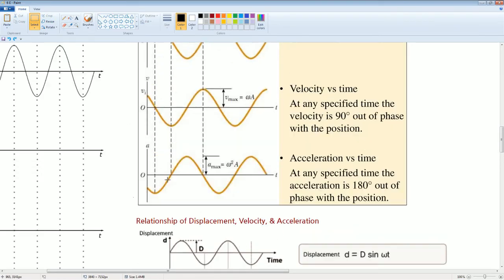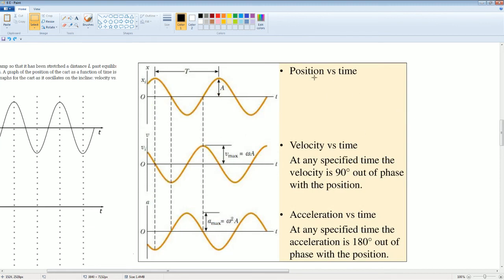So an easy way to memorize it is this. If the original is position versus time, the velocity at any time is just 90 degrees out of phase with the position. So you just move it over 90 degrees. Acceleration would be another 90 degrees. So to get from position to acceleration is a 180 degree shift. Velocity would be just 90.